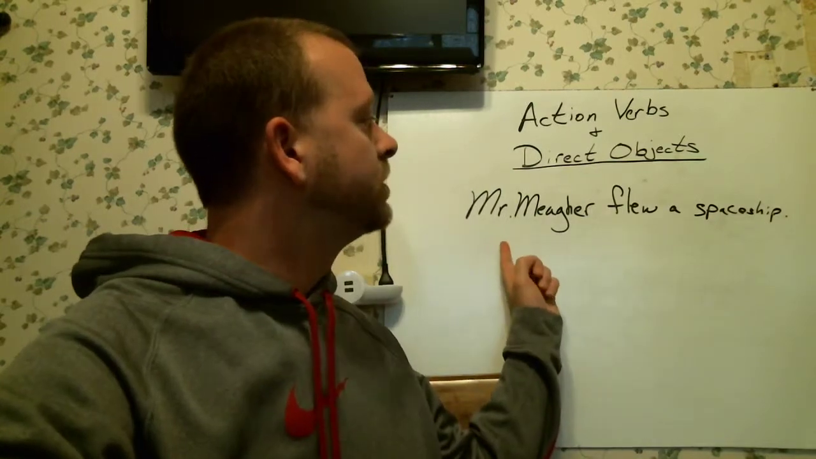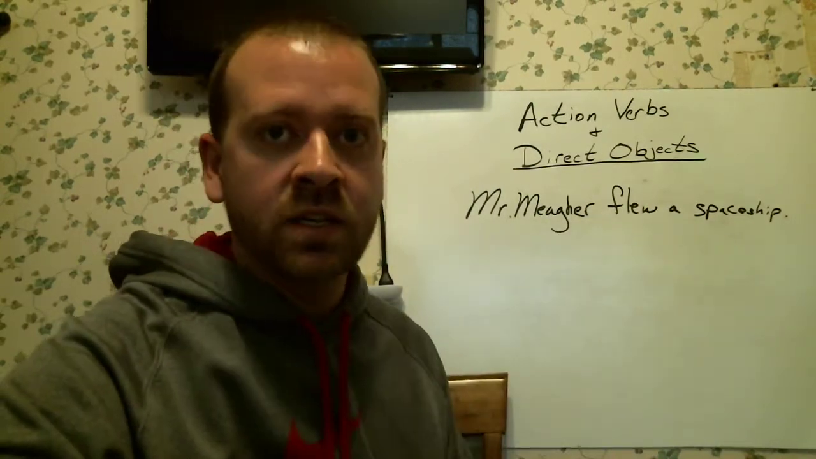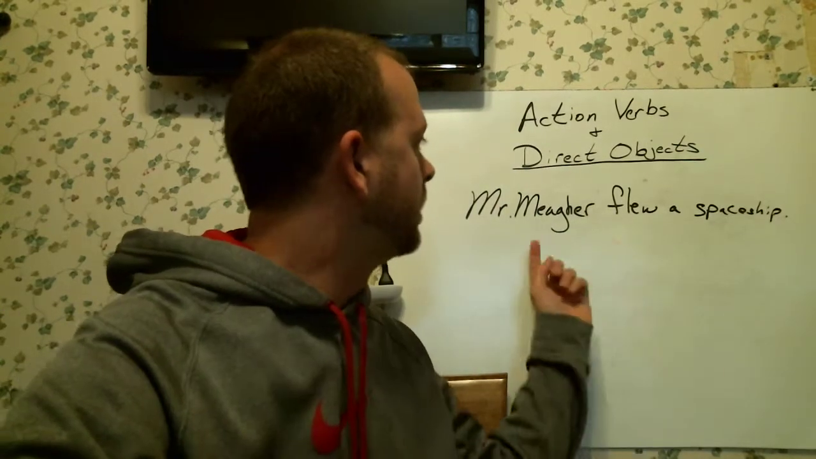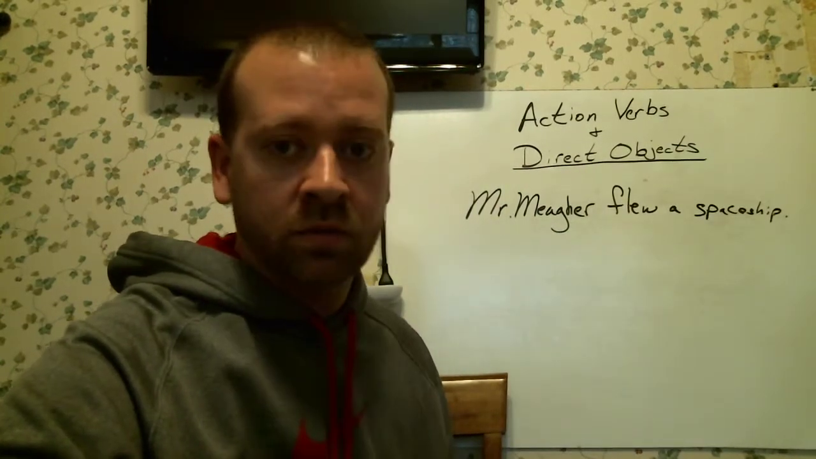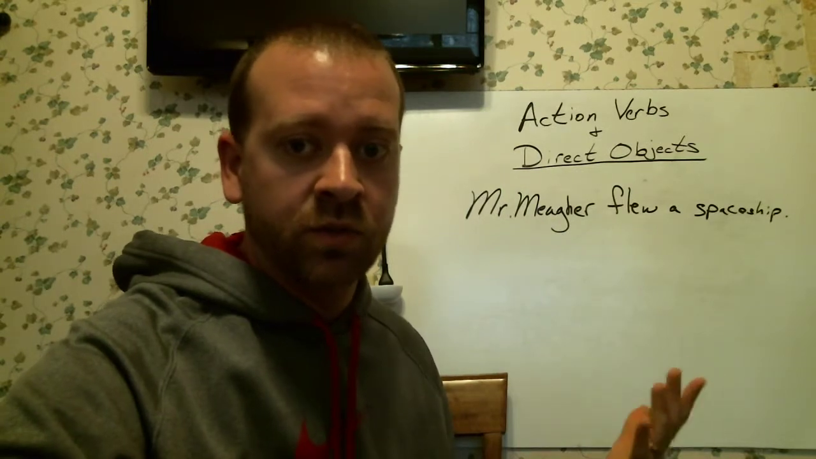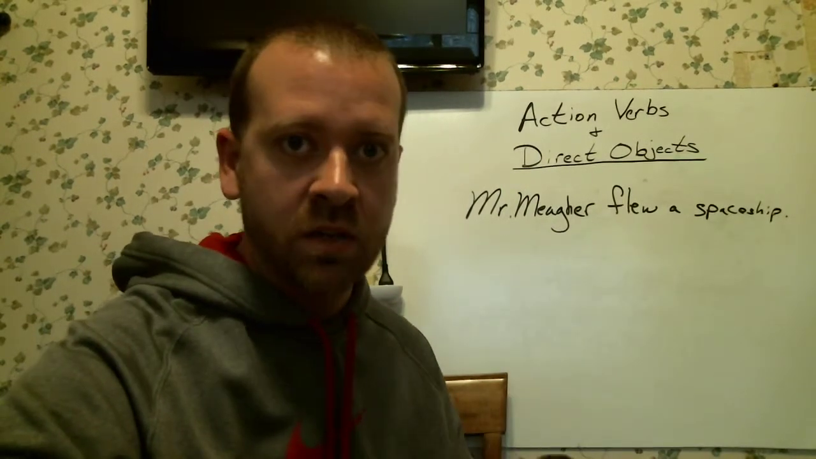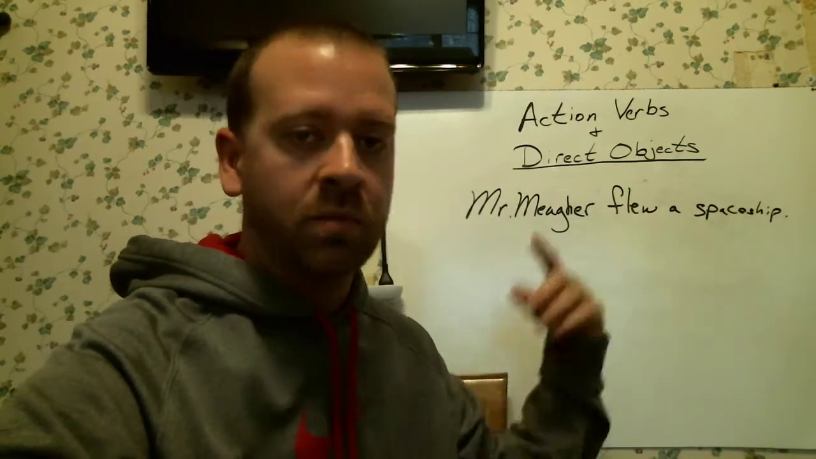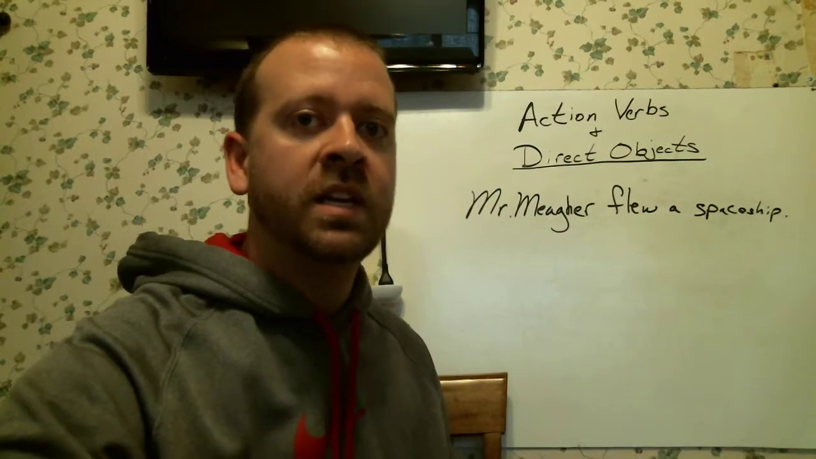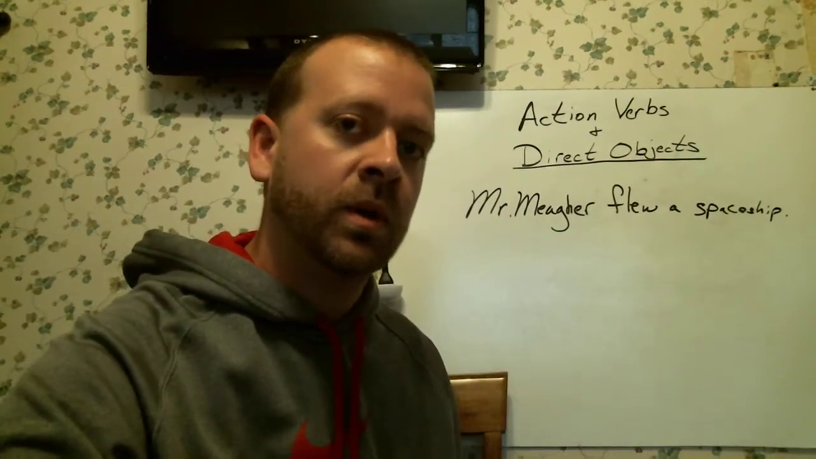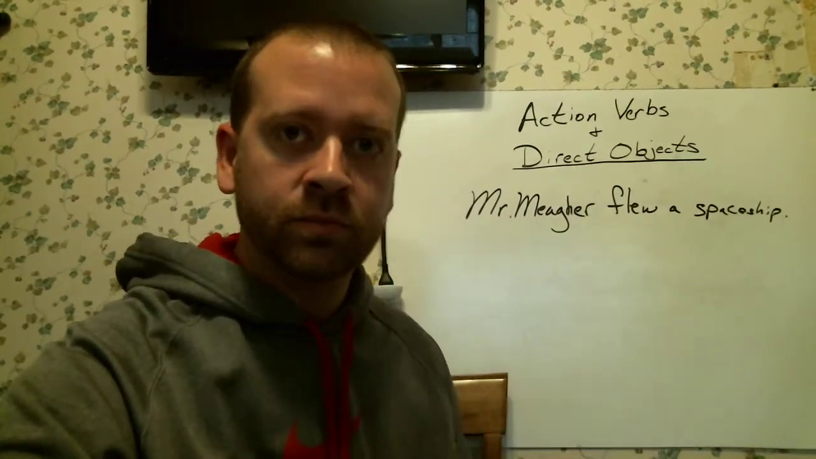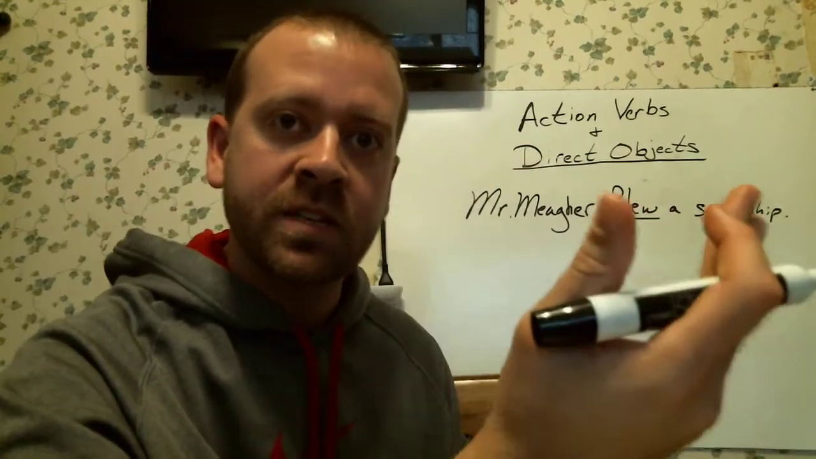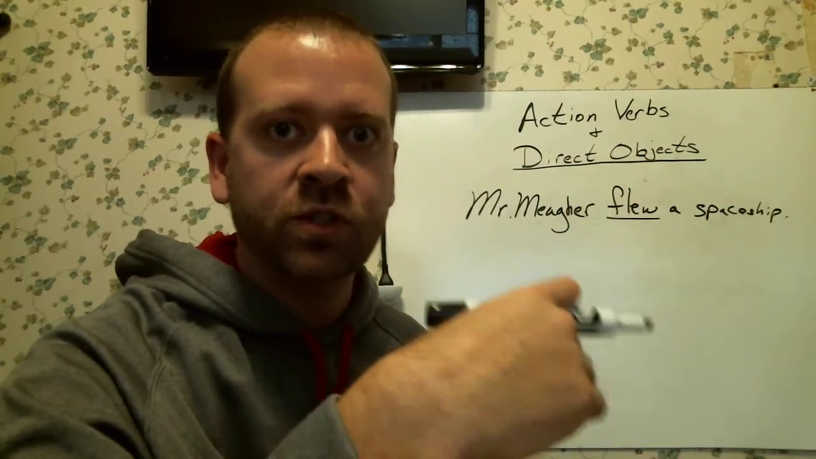All right, so I look at this sentence, and I need to find the action word, which is the verb. What is going on? So I look at this, and what's happening? Well, first of all, you got to look at the subject. Who's the subject? Well, Mr. Meagher's the subject. And what is the subject doing? Flew a spaceship, right? Okay, so we need to narrow that down to one word, the verb, the action, and it's flew. Okay, so we'll underline it. So that's our action verb. Easy. You know that by now, just a review.